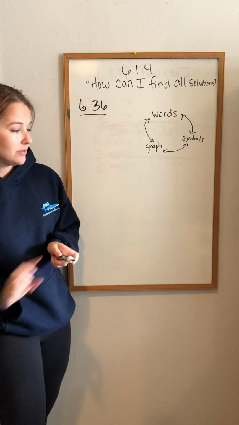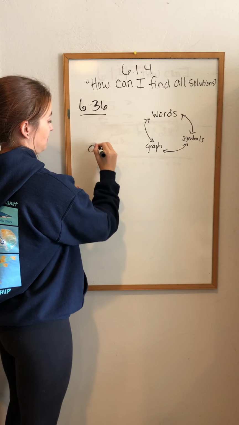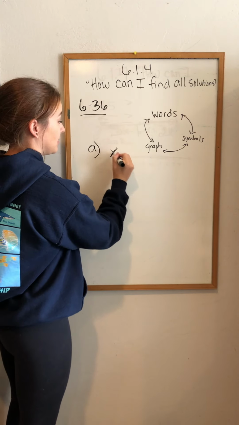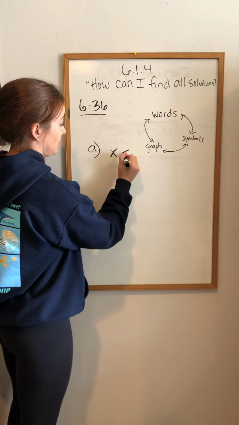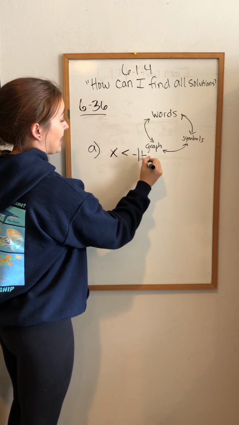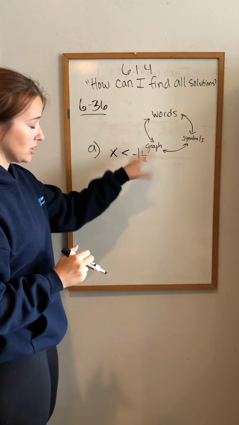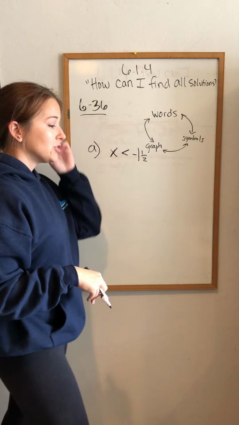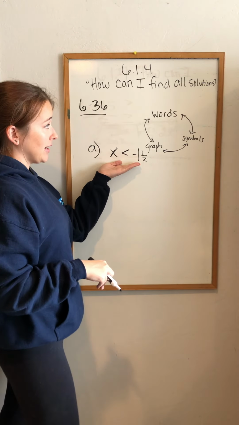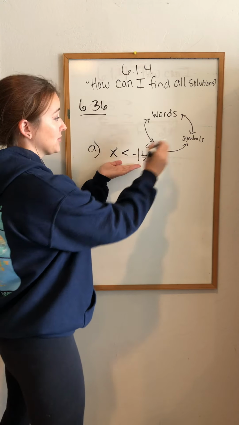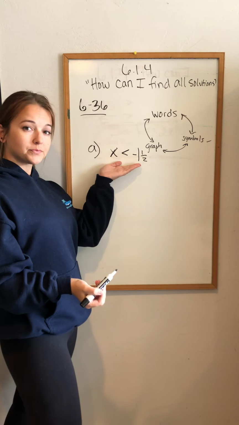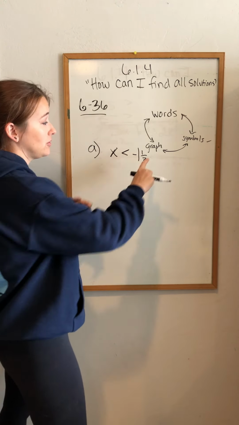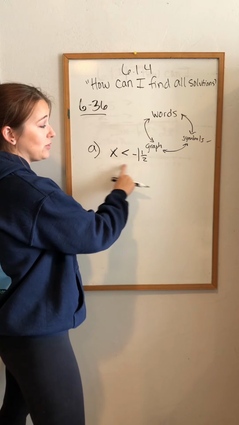So A says, x is less than negative 1 1/2. Sorry, I'm trying not to get it too smushed. So we've got the symbols. Symbols is covered. Check. Now we need to draw a graph and write what we see in words.